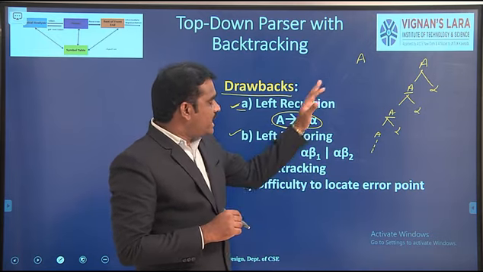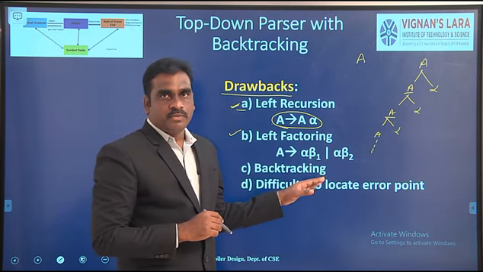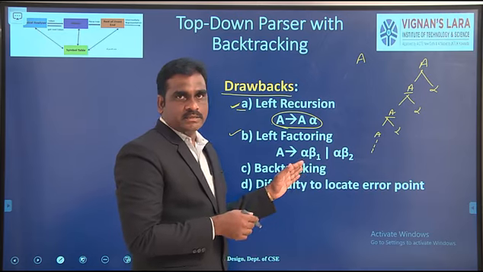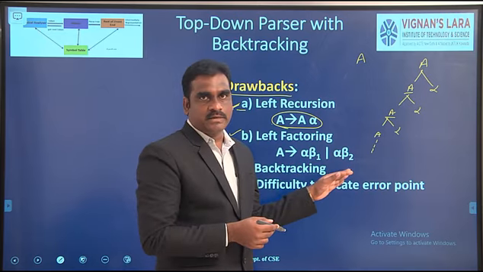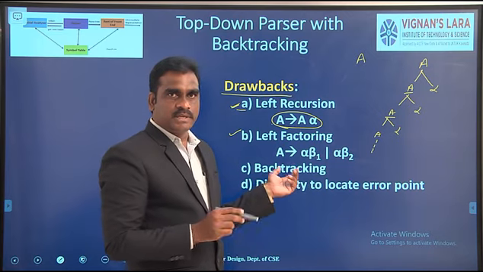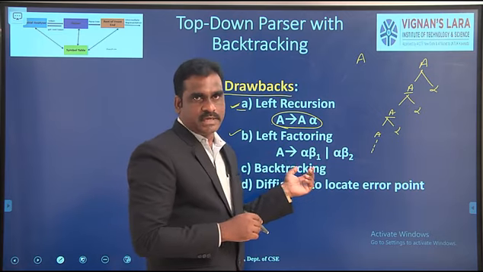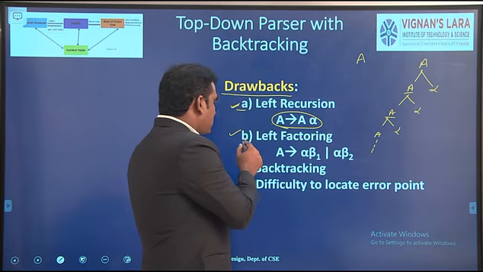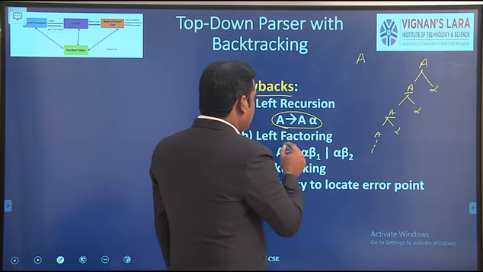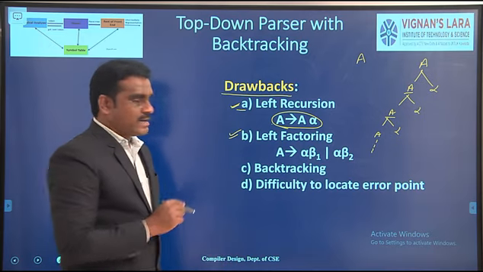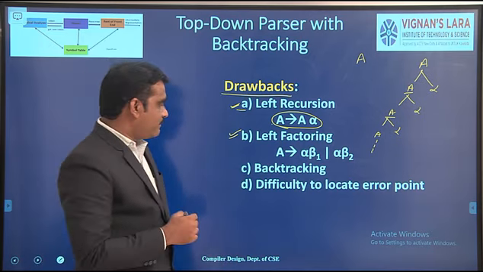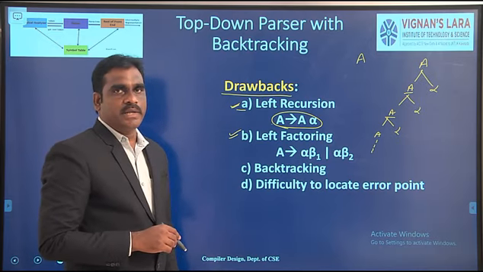So now A is replaced with which production, the first production or the second production? Sometimes the first production is correct, sometimes the second production is correct. So it is an ambiguity, and it takes so much time. So this type of production we also have to eliminate. This is the second drawback. The third one is backtracking, and the fourth one is difficulty to locate the error point.